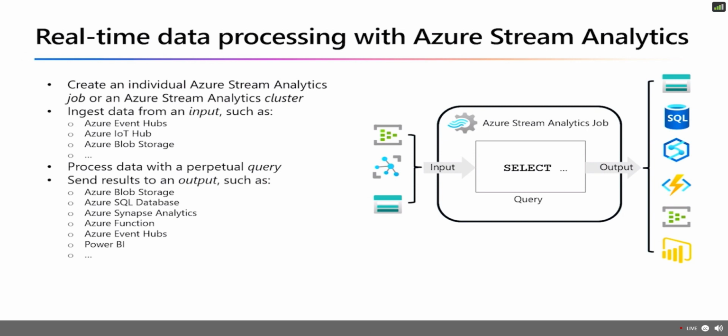Stream Analytics is used to ingest data from an input, such as Azure Event Hub, Azure IoT Hub, or Azure Storage Blob Containers, and process the data by using a query to select, project, and aggregate data values. Write the results to an output, such as Azure Data Lake Storage Gen2, Azure SQL Database, Azure Synapse Analytics, Azure Functions, Event Hub, or even Microsoft Power BI. Once started, a Stream Analytics query will run perpetually, processing new data as it arrives in the input and storing all the results in the output.